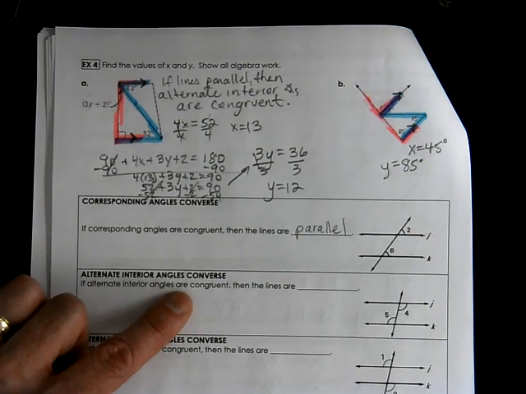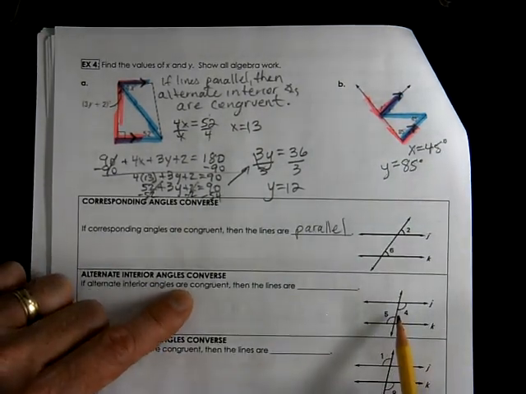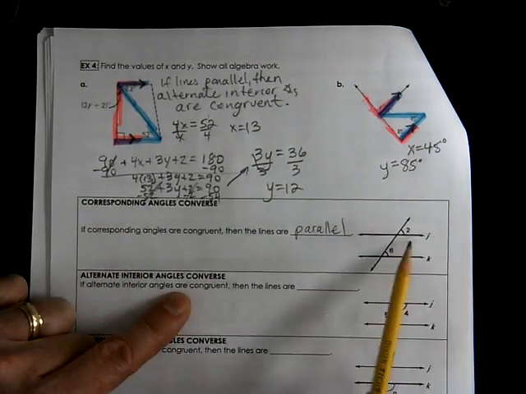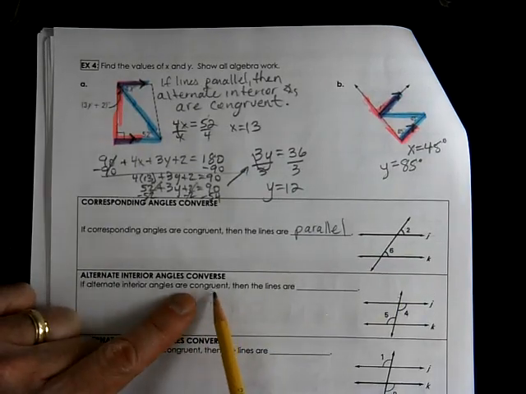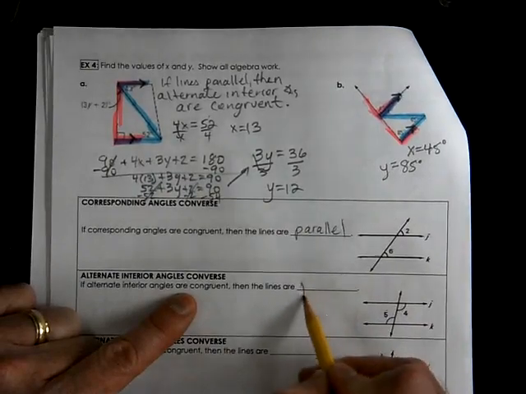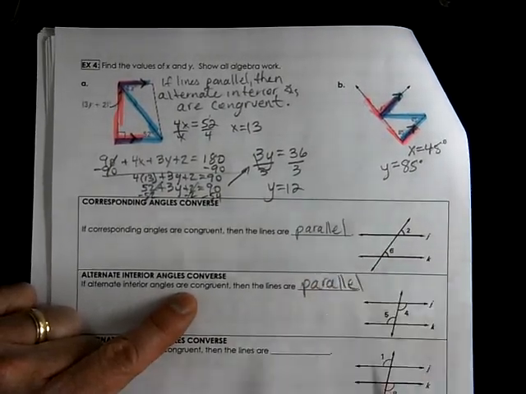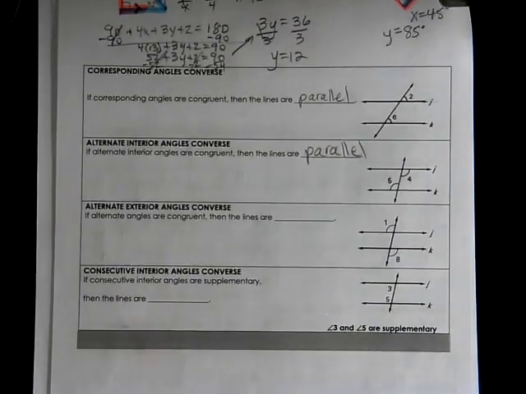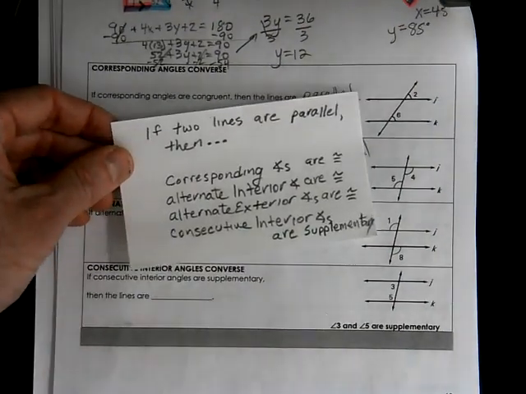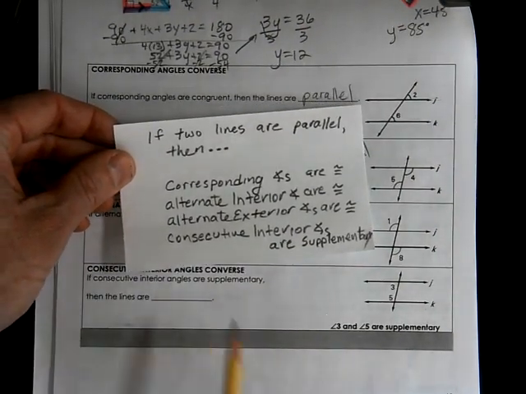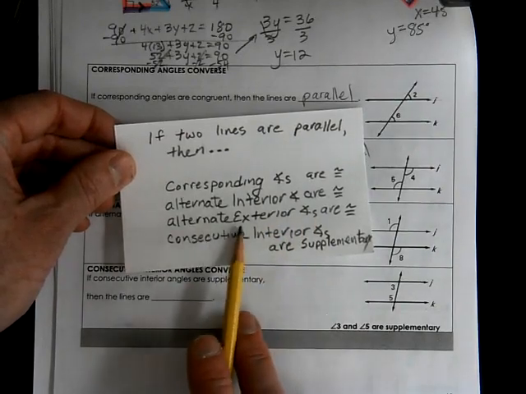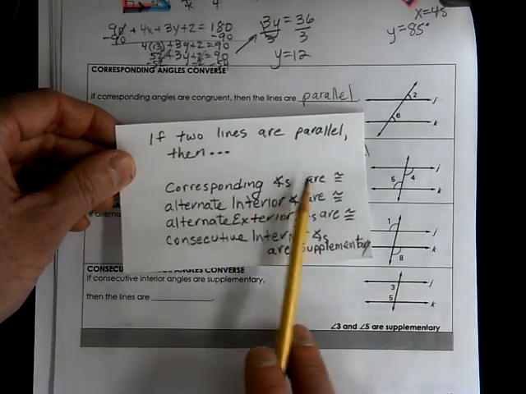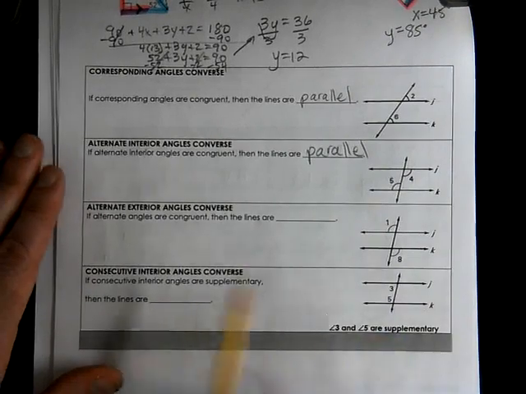If alternate interior angles are congruent, let's see, these are corresponding. Did I say that right? These are corresponding angles. These are alternate interior angles. If they're congruent, the lines are going to be parallel. So this is proving lines parallel. How would you prove lines parallel? You have to look for one of these types of angles. You have to show alternate interior angles are congruent, or alternate exterior angles are congruent, or consecutive interior angles are supplementary, or corresponding angles are congruent. You have to show that.